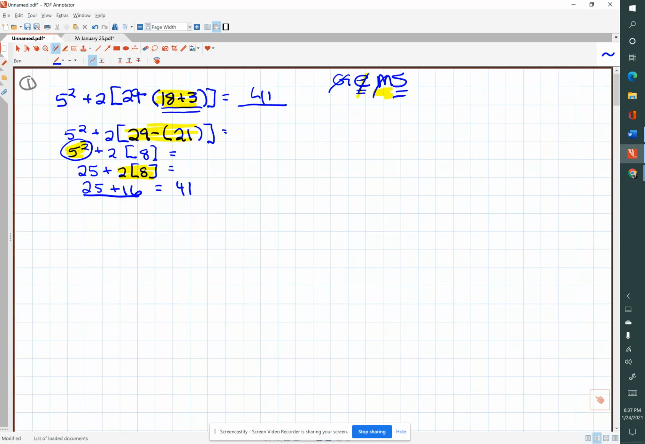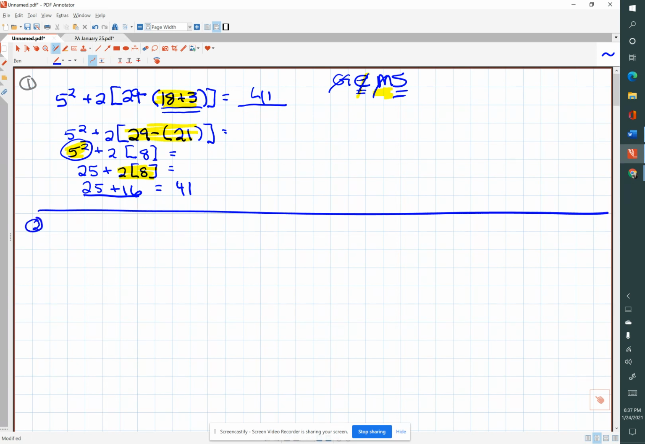So let's move on to the second problem. These take a bit of work, and you need to show all that work. 3 times the quantity of, and within that we have the quantity of 41 minus 30, parentheses, and all of that quantity is squared, divided by 11, and then close the bracket, equals something. So we are going to start with the innermost grouping symbol, the 41 minus 30.